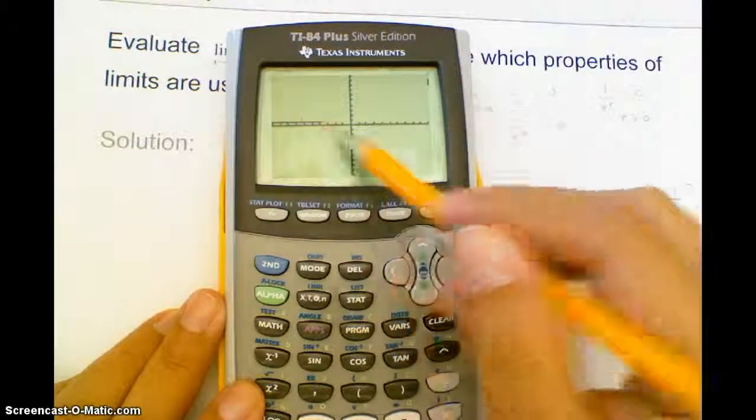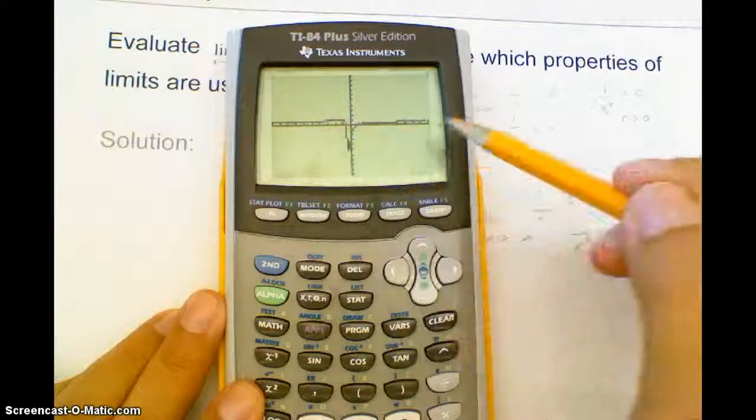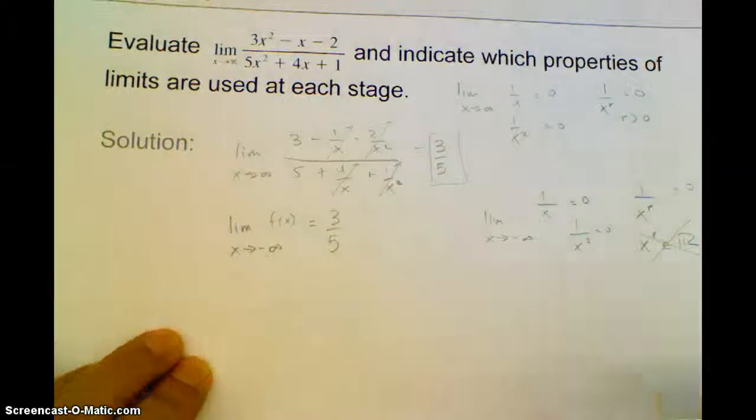The graph may be misleading in this situation, so please note that not everything that looks very close to the x-axis has limit 0 as x approaches infinity or negative infinity.